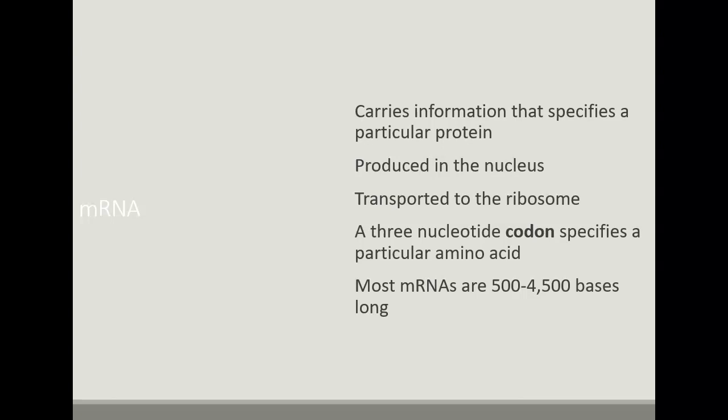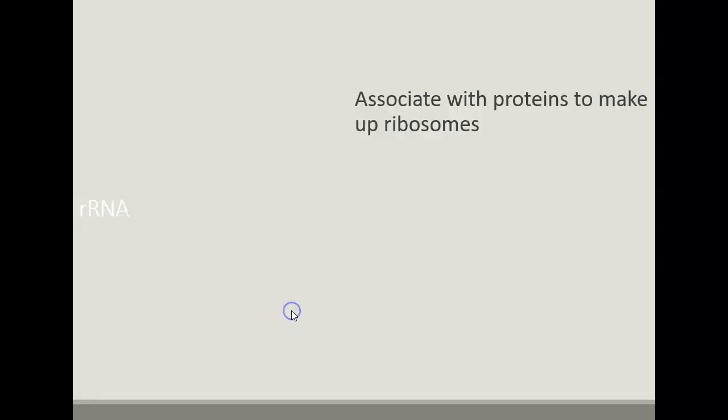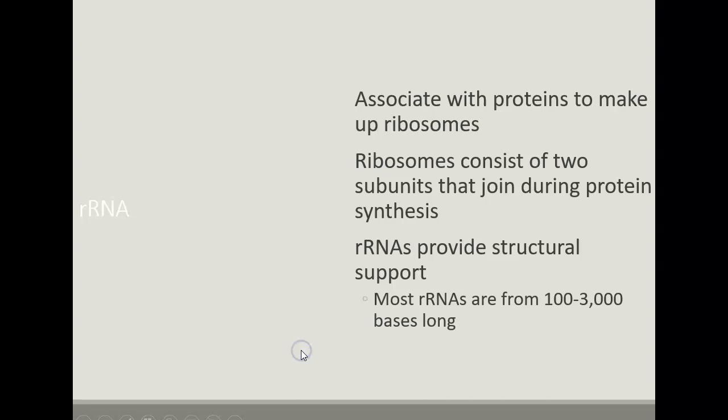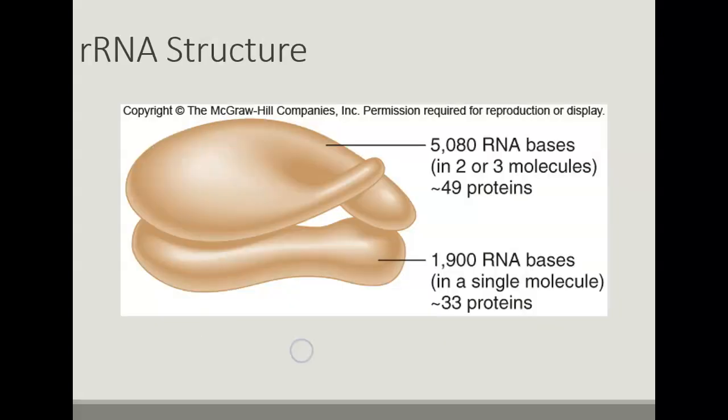The messenger RNA then is going to carry that message for us, and it has these series of codons that very specifically tells us which amino acids we're stringing together to make a protein. Our rRNA is a little bit different. It is associated with proteins, and it makes up the ribosomes themselves. Ribosomes have 2 subunits that are going to join together during protein synthesis. And rRNAs are really just structural support. So these can be anywhere from 100 to 3,000 bases long, depending on what we need.